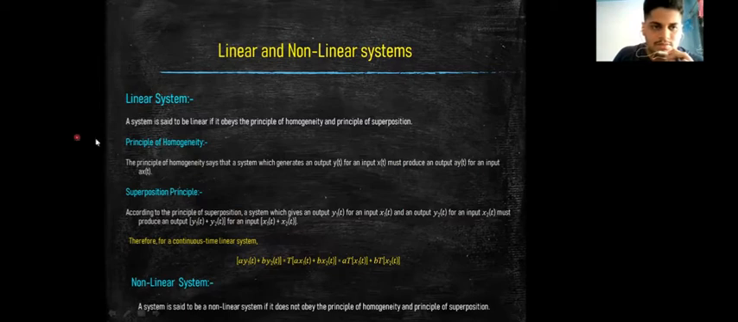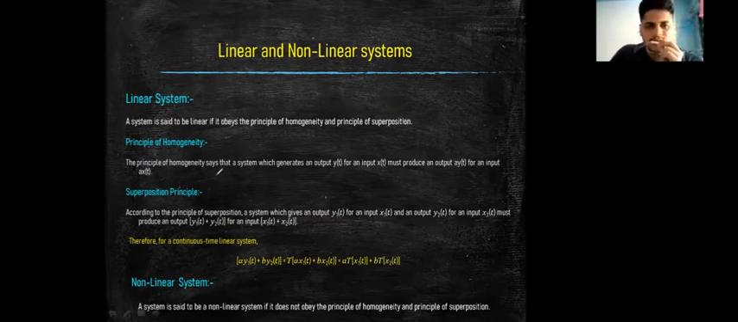A system is said to be linear if it obeys the principle of homogeneity and the principle of superposition. Now you may ask, wait, what is the principle of homogeneity and superposition? So I have you covered. The principle of homogeneity says that a system which generates an output, let's say y of t, for an input x of t, must produce an output a y of t for an input a x of t. Now, what does this mean? Let me show you.